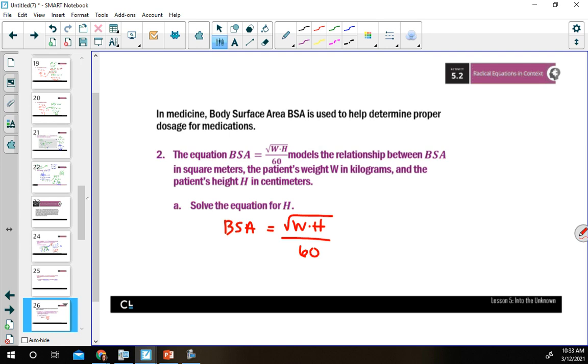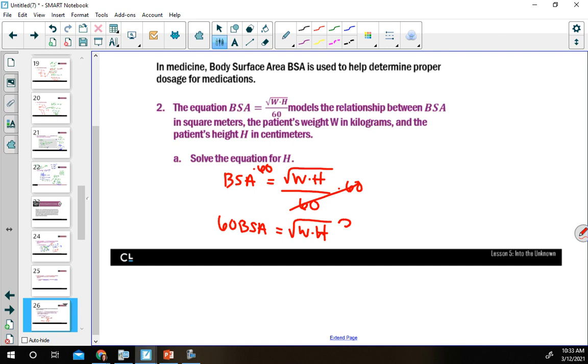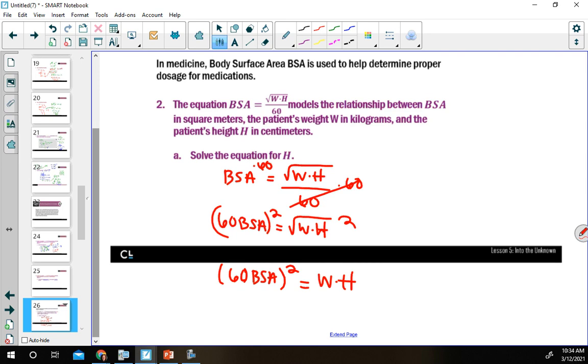All right, first thing I gotta do, get rid of the fraction. The square root is not attached to the 60, so I want to move the 60 first. So I've got 60 BSA. Now to get rid of that square root, I gotta square both sides. Notice I squared the entire other side, so 60 BSA in parentheses squared. And we are trying to get H by itself, so now I just got to divide by that W. So H is equal to 60 times BSA, all squared, divided by W.